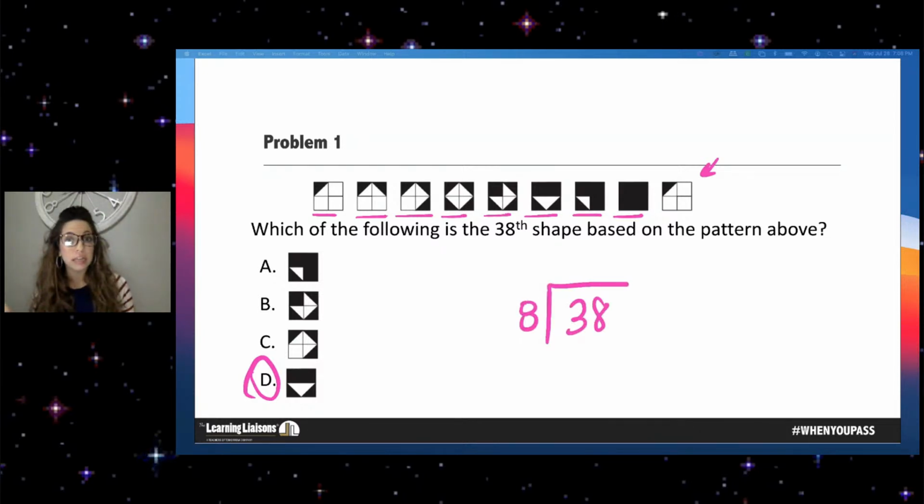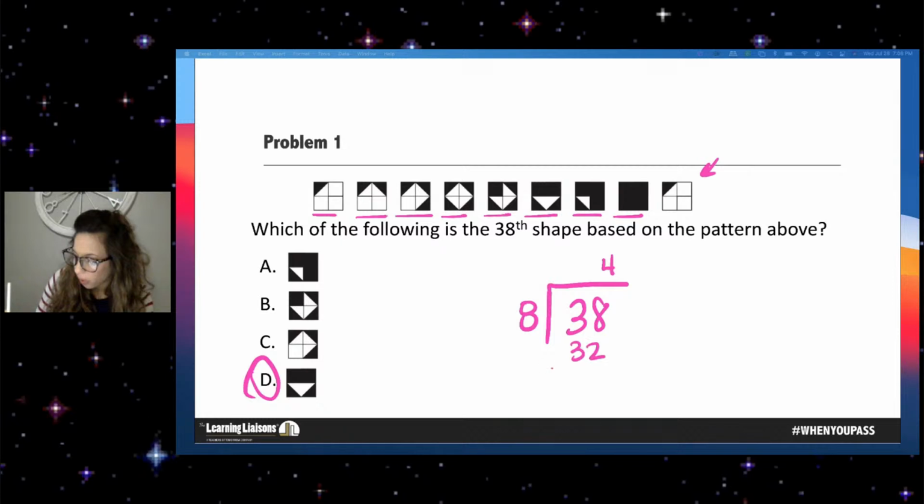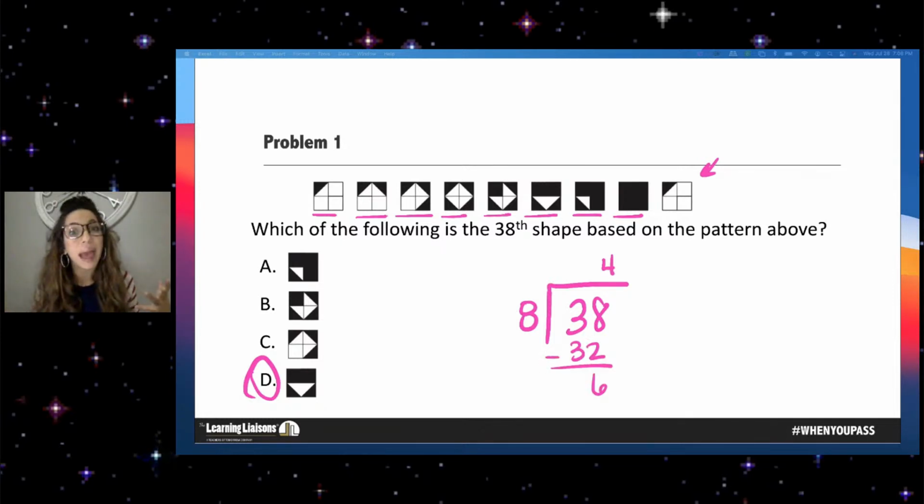When I do 38 divided by 8, I know that 8 times 4 is 32. 38 minus 32 is 6. What does that mean in the context of patterning? That means that I have 4 full pattern rotations. Let me show you that again.